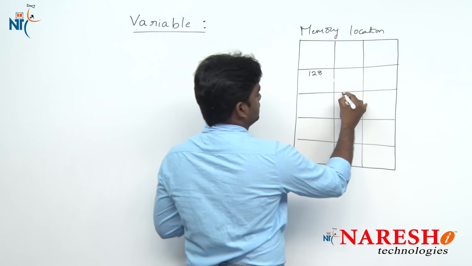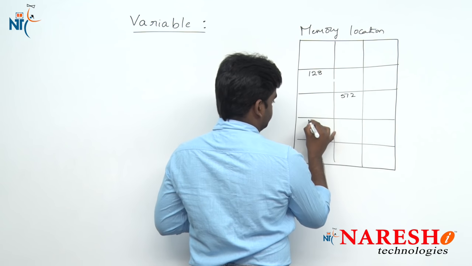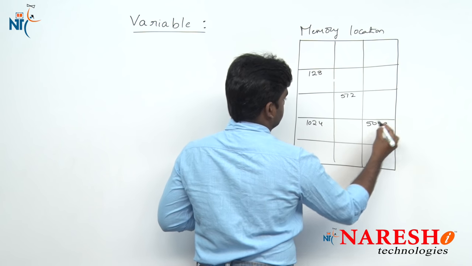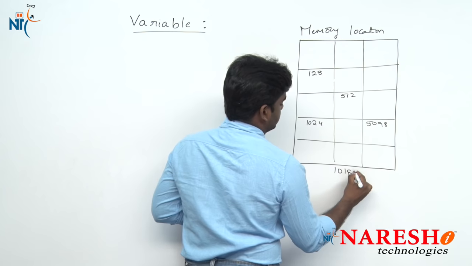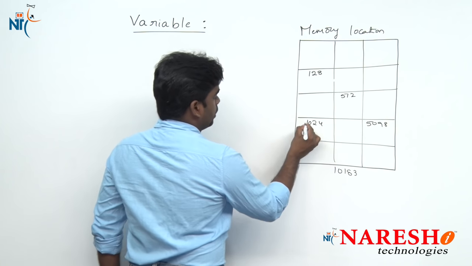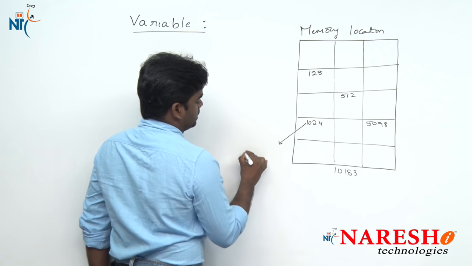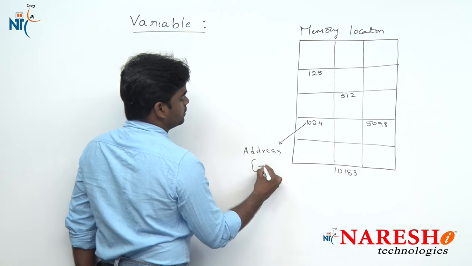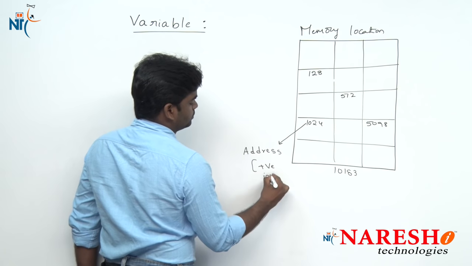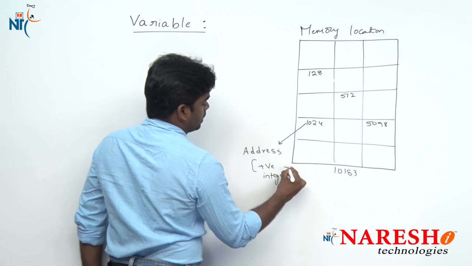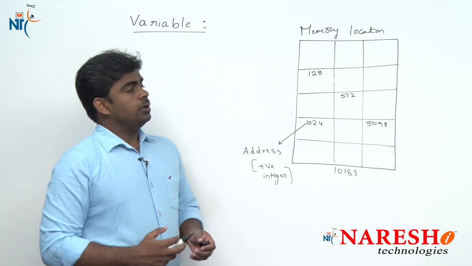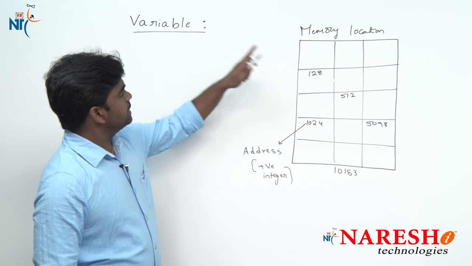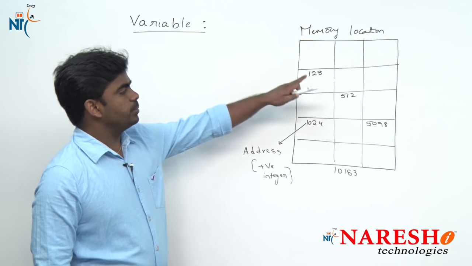Suppose 128, 512, 1024, 5098, 10183. All these come under addresses. Address we can treat like this: an address is nothing but a positive integer value. So now, what is the relation between a variable and memory locations?